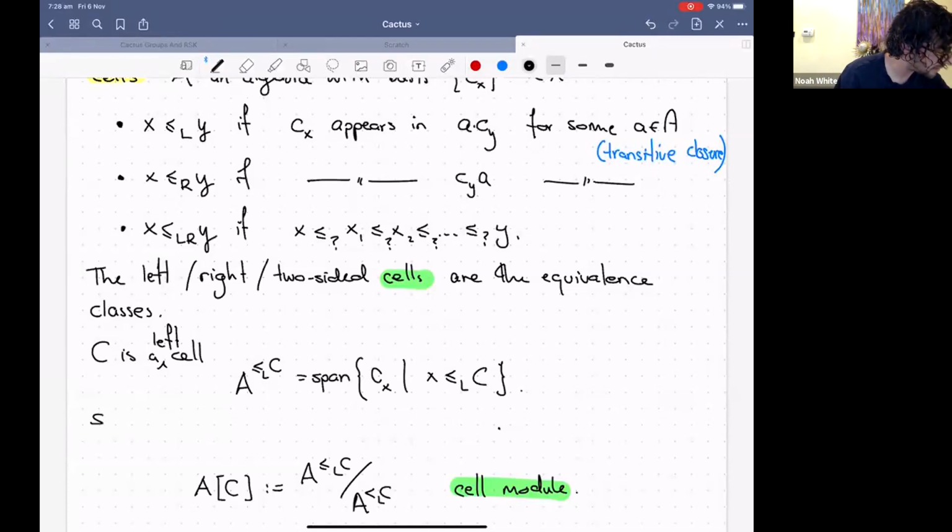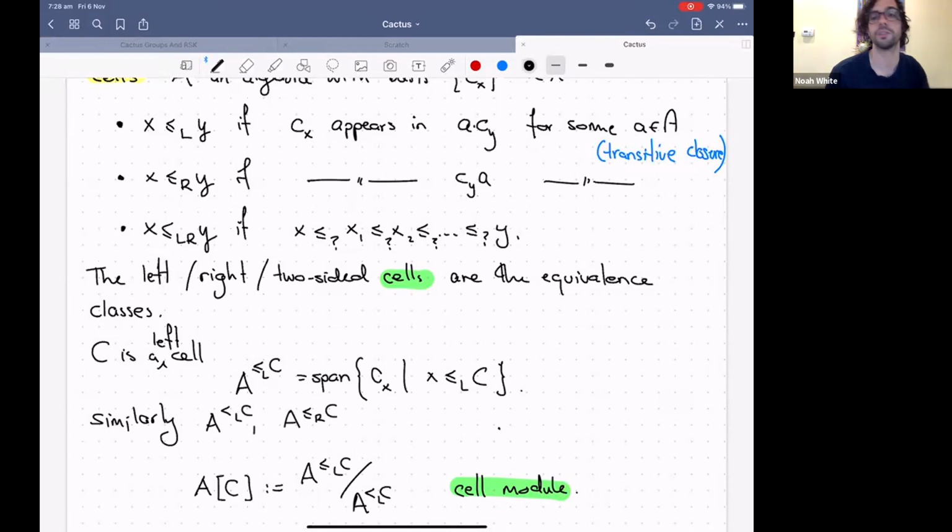You can define similar ideals. You can have the strictly less than things. If C was a right cell, you could have the right ideal, or you could have the two-sided ideal if it was a two-sided cell. Sorry, yes.